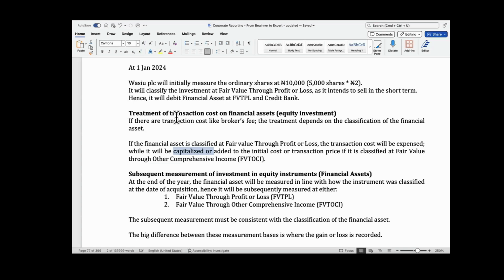And that's how you treat transaction cost when you buy shares. It's either you expense it, if you are classifying it at fair value through P&L, or you capitalize it if you are classifying that financial asset at fair value through OCI.